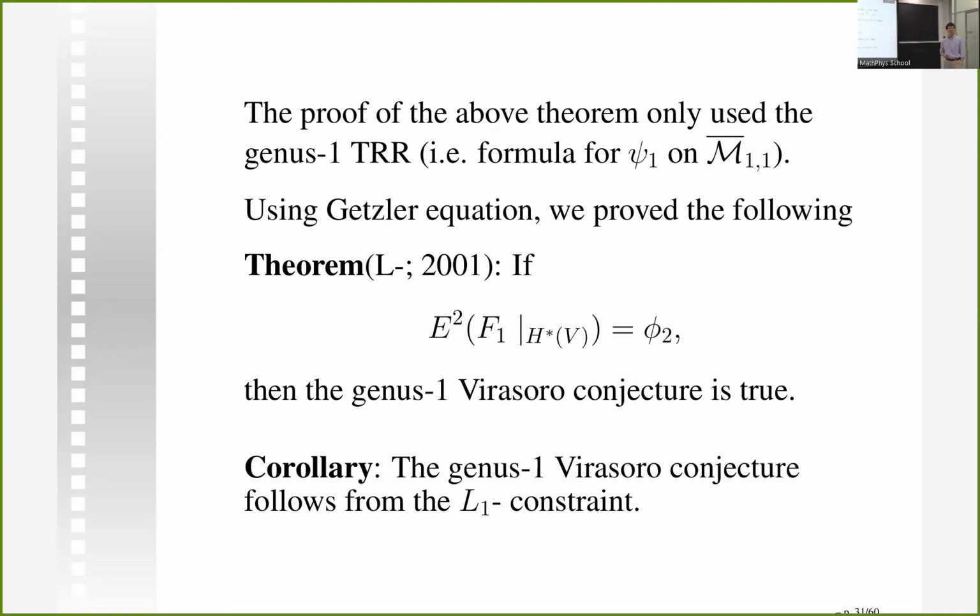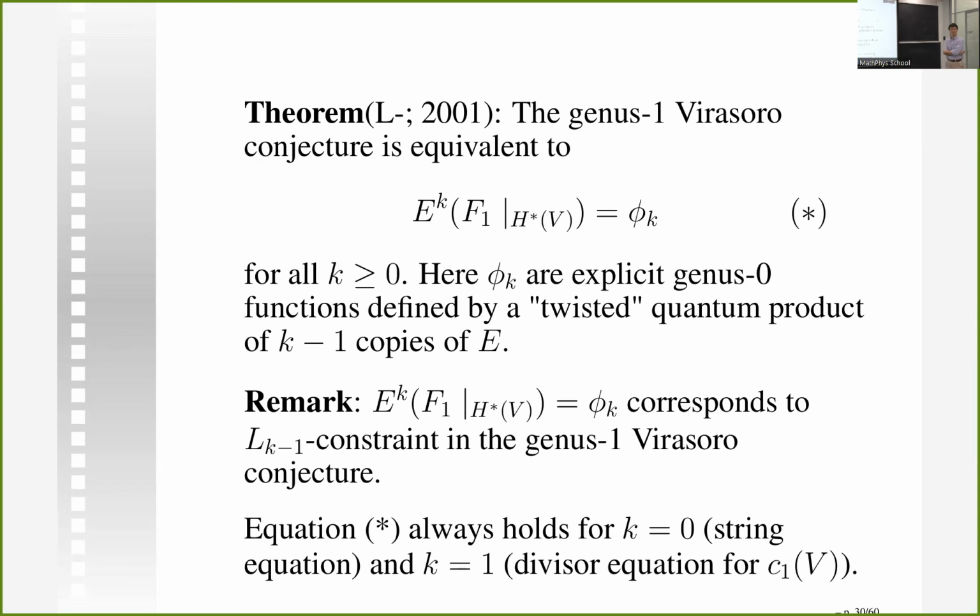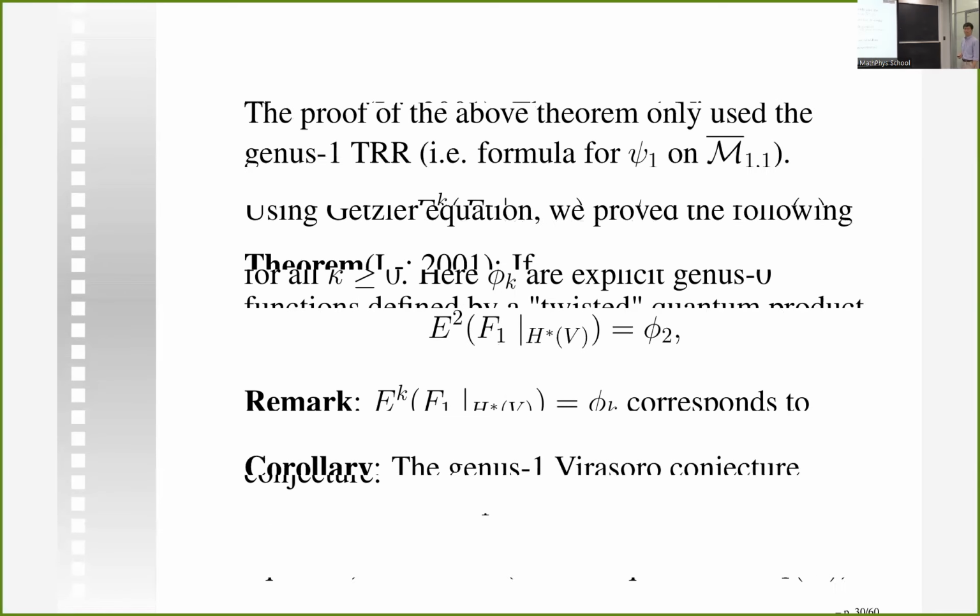Question? Sorry, I got lost a little bit in the previous slide. That means I take k-th power and then apply it as a differential operator? No, E is a vector field. E to the k-th power is a vector field, but it doesn't mean you apply a vector field k times. You take the vector field k times and multiply them together using quantum products. So the result of this multiplication is still a vector field. Then you use this vector field acting on this function. Yes. Okay. Otherwise, no genus zero data.